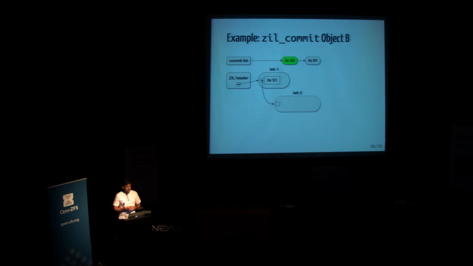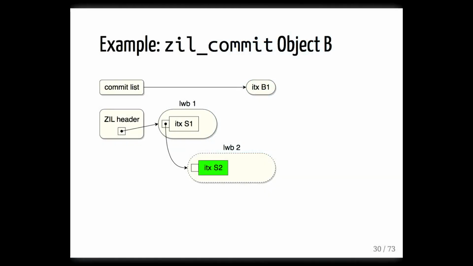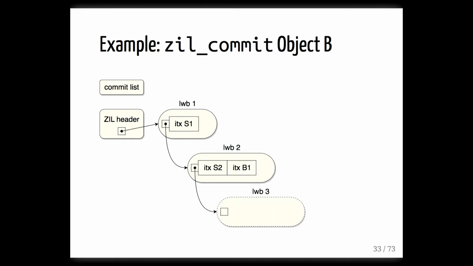Now we can go back to processing the commit list. So we go back to ITX S2 and copy the ITX into the new LWB, into LWB2, the open LWB. Finally, we reach the last ITX in the list, ITX B1. Since this fits into LWB2, it's copied directly into place. And at this point, the commit list is empty. So we issue LWB2 to disk, allocating the next open block in the process.